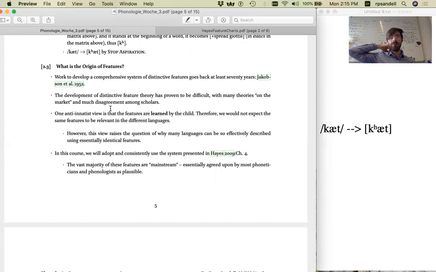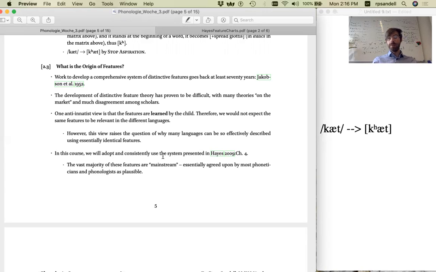But one objection to this idea would be that many languages seem to be effectively described using essentially identical features. So if features are not, to some extent, inborn, then the fact that we have so much similarity in phonological behaviors might be somewhat surprising.